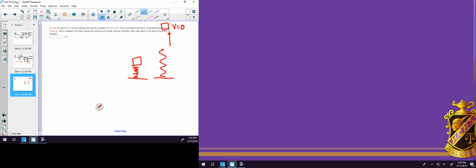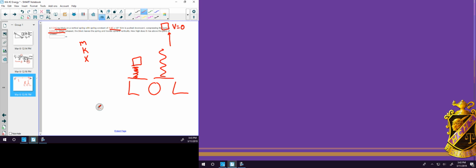Okay, so let's consider what you're being given here. You're being given the mass of the block. You're being given the spring constant for the block, right? So mass of the block, spring constant of the block. You're given the compression on the block. And then it says it leaves the spring, travels upward vertically. How high does it rise? Let's do an LOL.